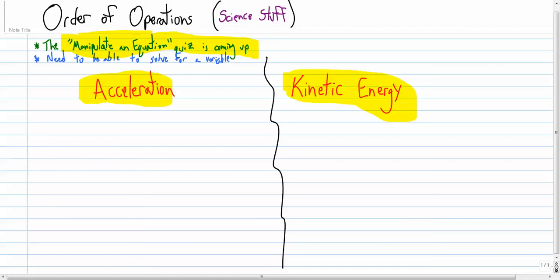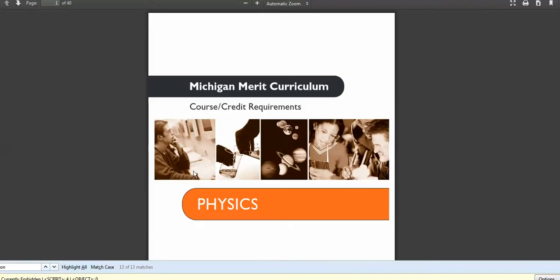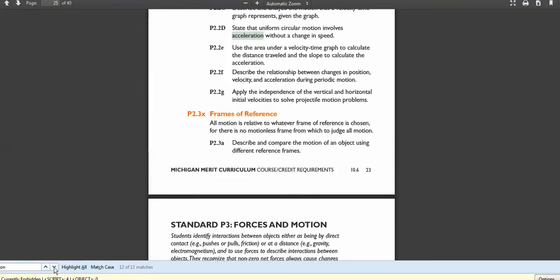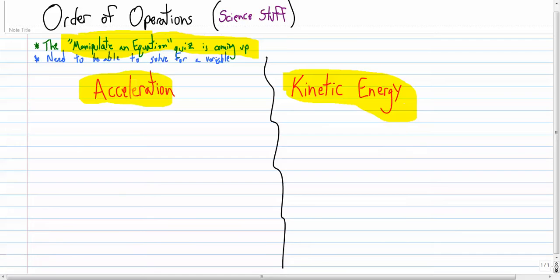So where is this coming from? Why is this happening? The reason why is because the state of Michigan, I did a search on the curriculum page that I use. I did a search for acceleration, and I got right here. P2.2b says use the change of speed and elapsed time to calculate the average acceleration. So the acceleration equation looks like this. It's got this kind of a form. A equals B minus C over D.